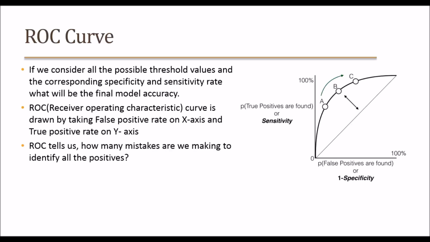So what will be the actual final accuracy? Whenever we change the threshold, the specificity changes, the sensitivity changes, and then the model accuracy changes. But actually what is the true accuracy value? Okay, the ROC curve is drawn by taking the false positive rate on the x-axis and sensitivity on the y-axis. Sensitivity is nothing but the true positive rate on the y-axis.